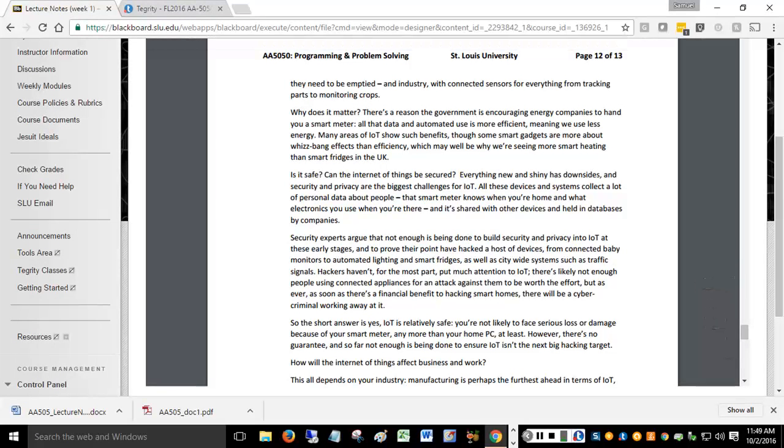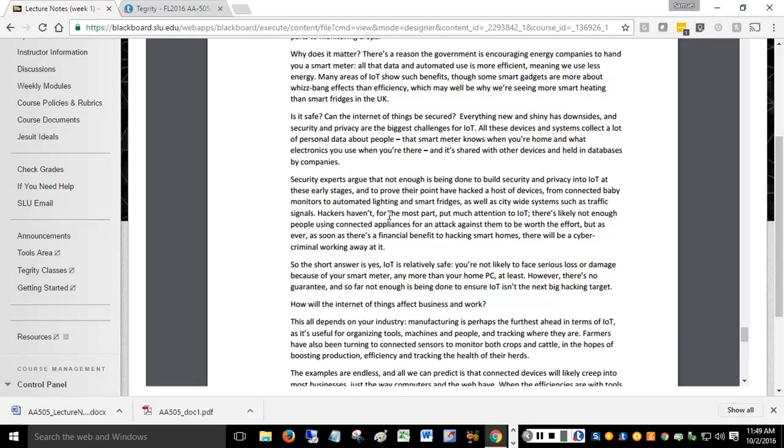Security experts argue that not enough is currently being done to build security and privacy into IoT at these early stages. They connect baby monitors to automated lighting, smart fridges, as well as citywide systems, traffic signals, and so forth. Hackers haven't, for the most part, paid too much attention to this. There are likely not enough people using connected appliances for an attack, but as the number grows, that could change.